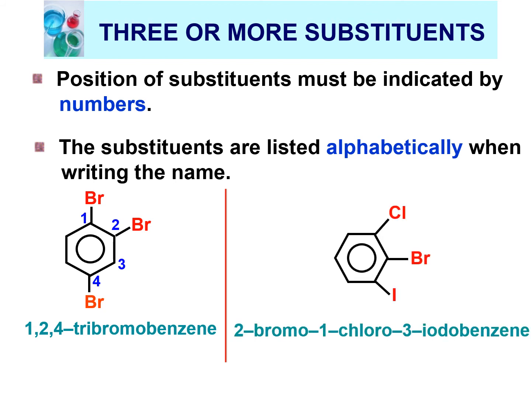For the second example, we have 3 different substituents, chlorine, bromine, and iodine, which are located at carbon 1, carbon 2, and carbon 3 of benzene. According to alphabetical order, chlorine is numbered as carbon 1, followed by bromine, carbon 2, and iodine, carbon 3.